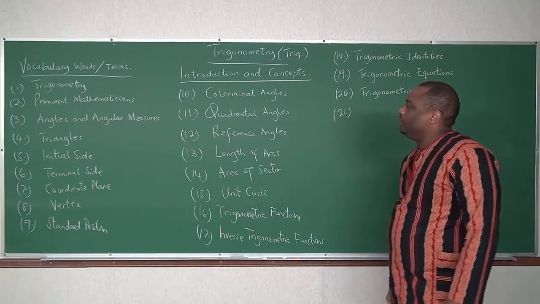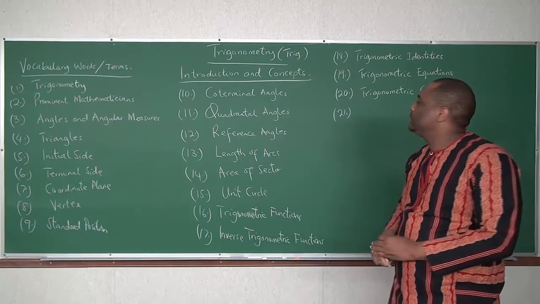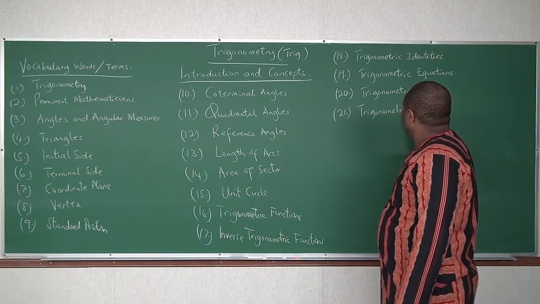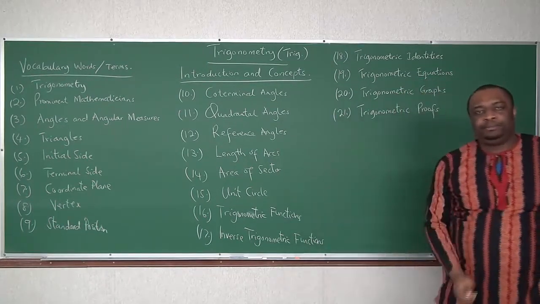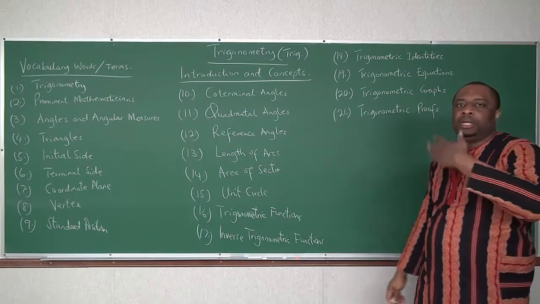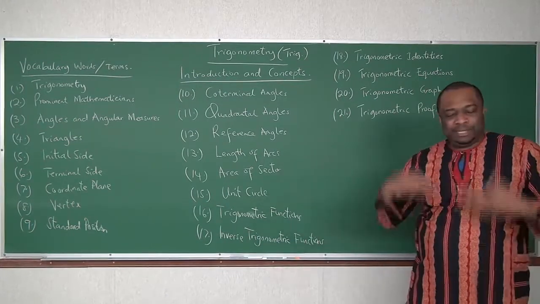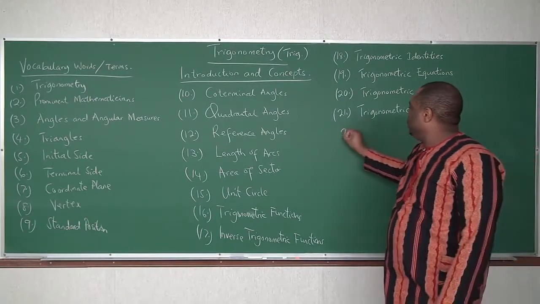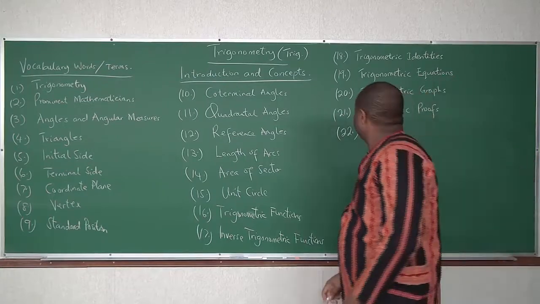We shall also solve a lot of proof problems. Trigonometric proofs. There are a lot of proofs in trig. When we look at the trig identities, we also look at the half angle formula, double angle formula. There are a lot of proofs in trig. And I don't know if I skipped anything, but any other business after that.